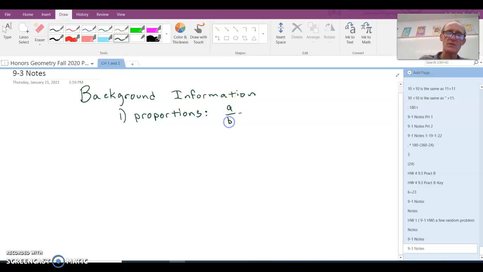A over B equals C over D means A times D is equal to B times C. It's what's commonly known as the butterfly method to solve. Okay? The second information is similar triangles.